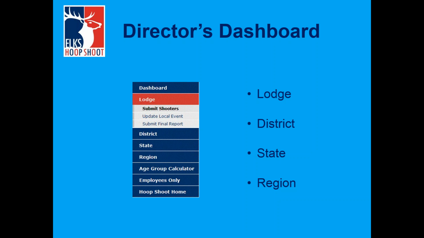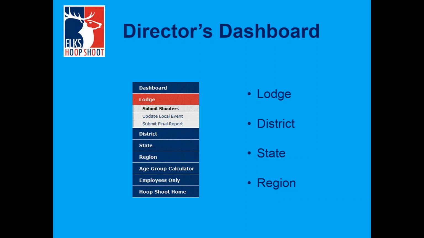For District Directors, it's a different story. If you have been appointed District Director by your State Director, when you try to access the District Dashboard, you will be asked for a District Passcode. Your District Passcode will be emailed to you by the end of September. You will be able to enter the District Passcode and have access to the District Dashboard. Remember, you will still need a valid elks.org username and password to access the District Director's Dashboard.